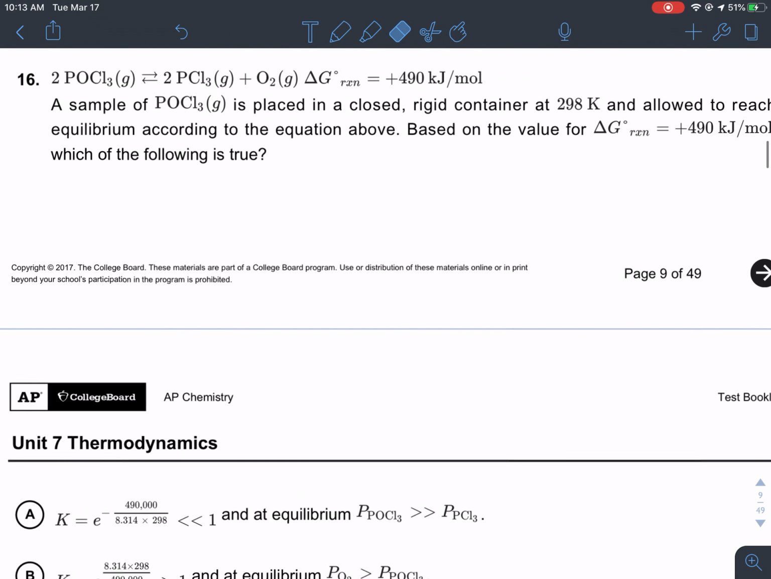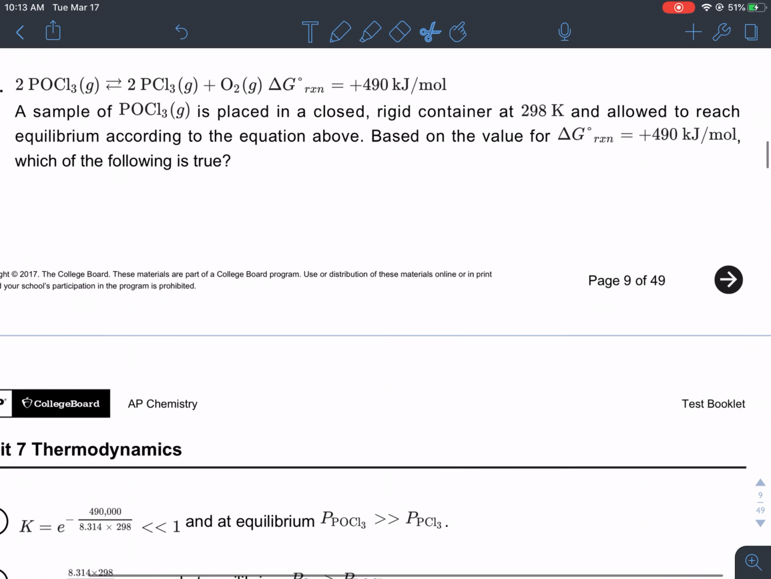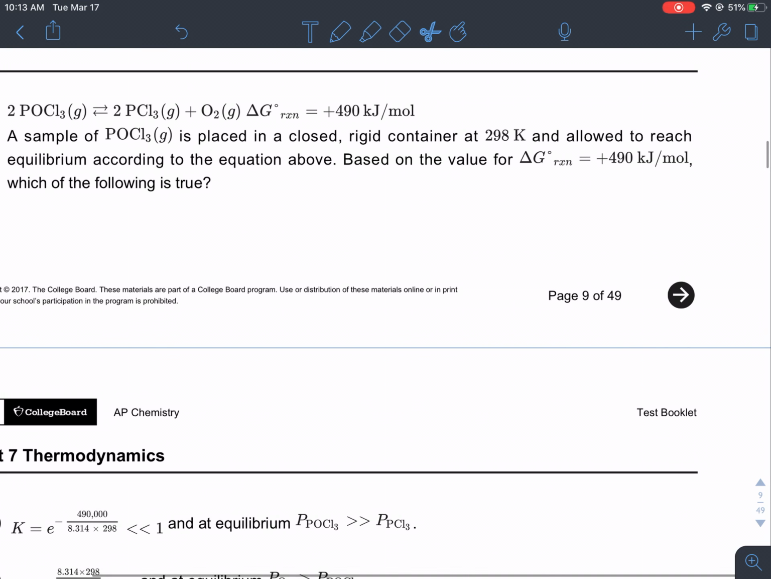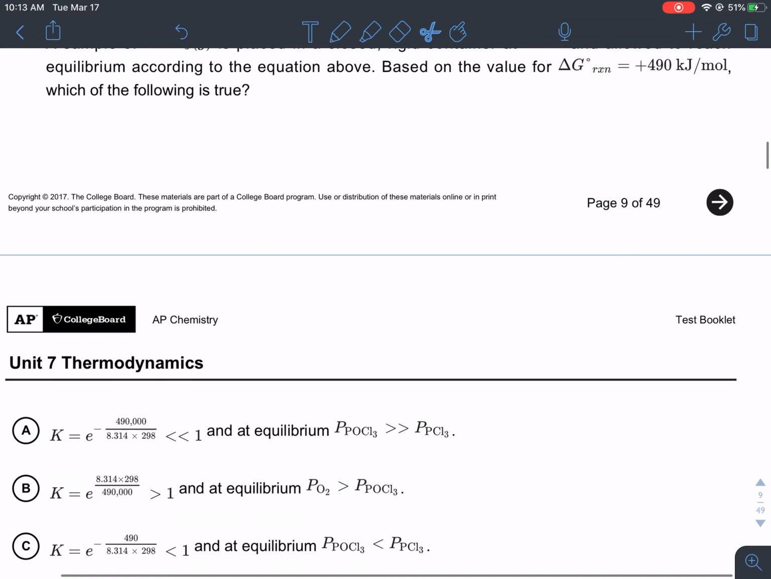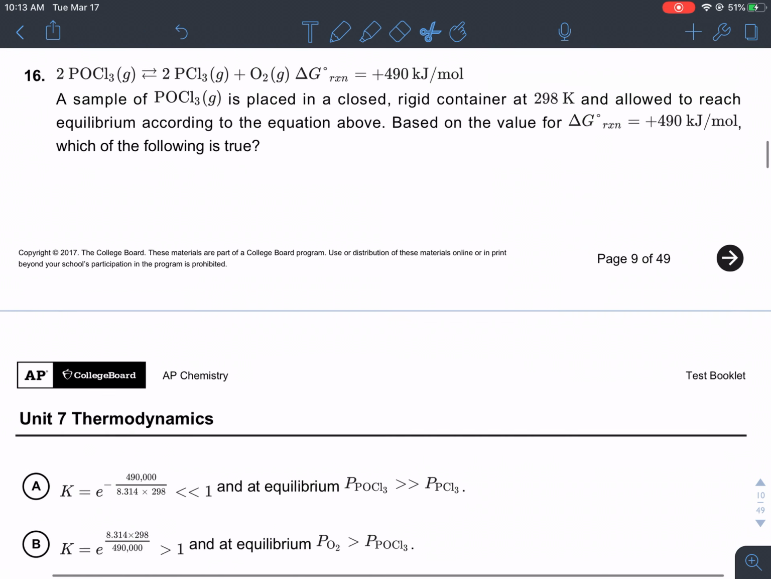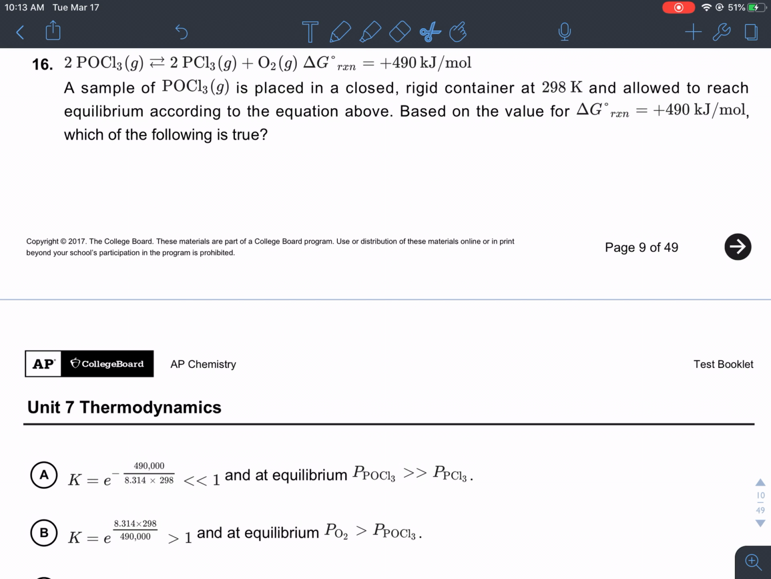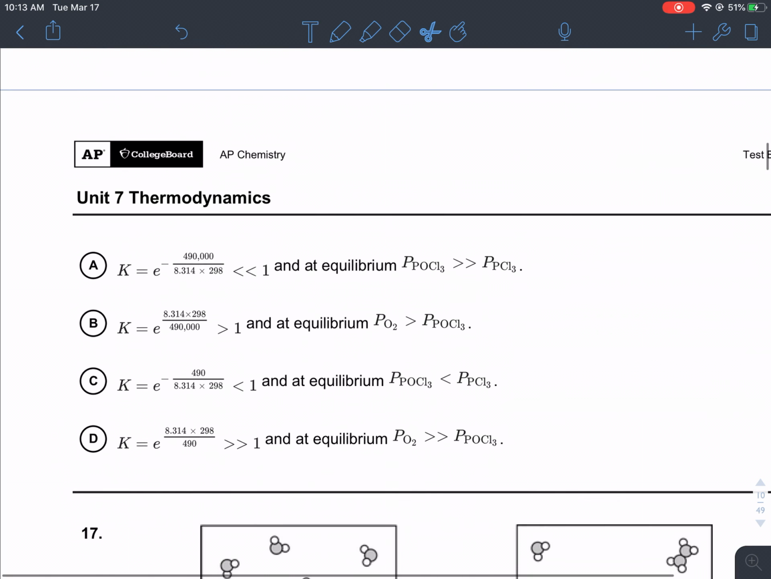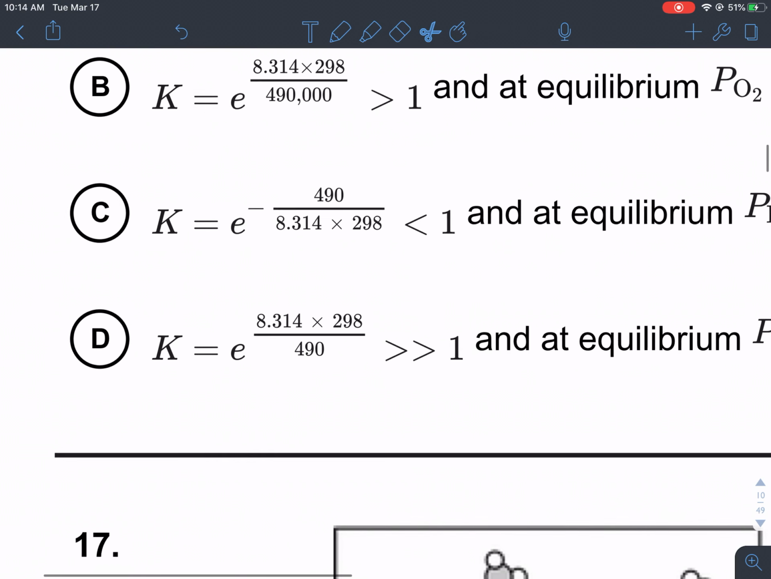Okay, POCl, PClO2. We have a delta G that is positive, so that alone means this is not thermodynamically favorable. A sample of POCl is placed in a closed rigid container at 298 Kelvin and allowed to reach equilibrium according to the equation above. Based on the value for delta G, which of the following is true? If your delta G is positive, and then you see that E right there?